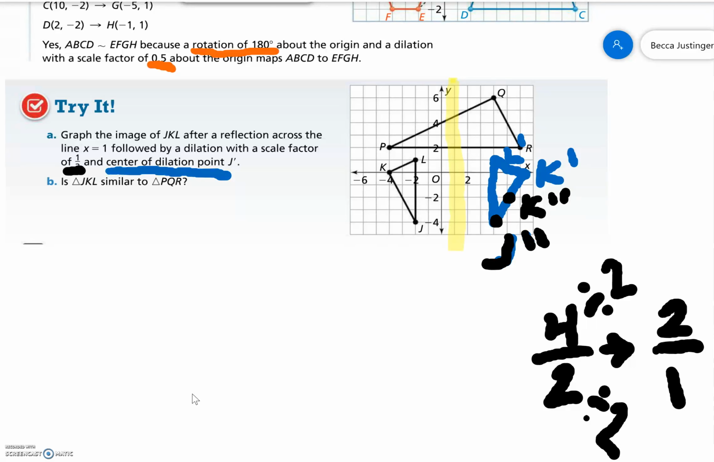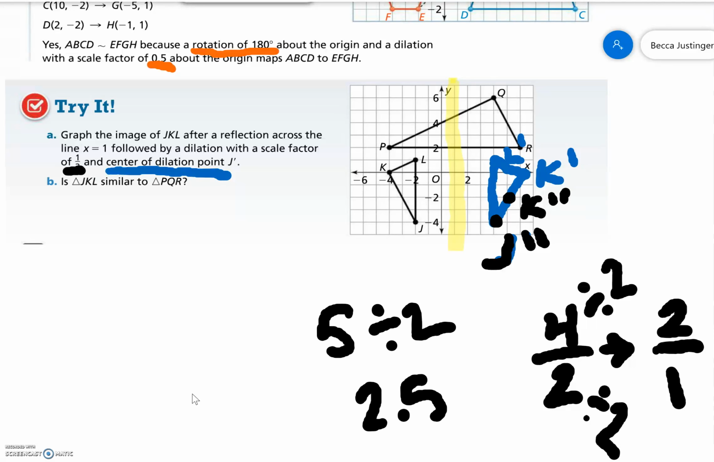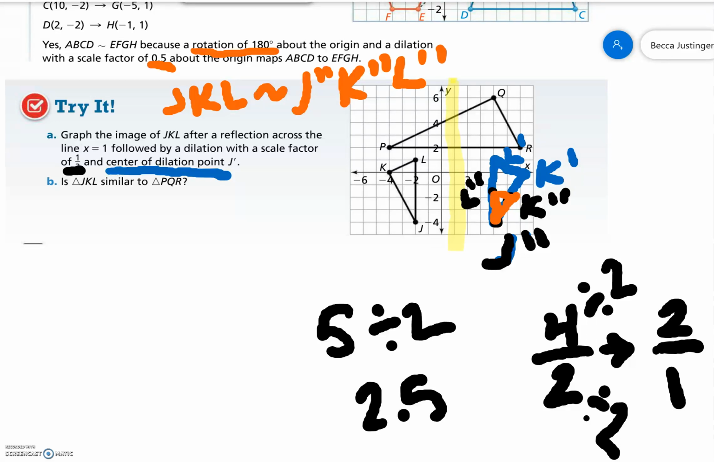And now L is 1, 2, 3, 4, 5 units up. So we're just going to do half of 5. 5 divided by 2 is 2.5. So I'm going to go up 2.5 units, and there is my L double prime. So there's my new triangle after it's been reflected and dilated. Since we reflected and dilated, they are similar. So JKL is similar to J double prime, K double prime, L double prime.